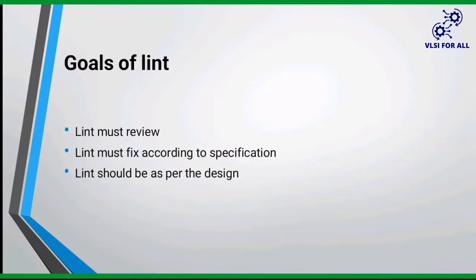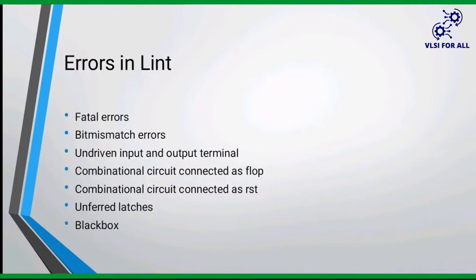We are running a lint. We are going through all the process of the lint, like taking the inputs from the library file. We are running each and every step. After running each and every step, the final step is that it gives a report. In that report, we will be having errors. If it doesn't have errors, lint will be passed. If it has errors, it will throw errors, like fatal errors.